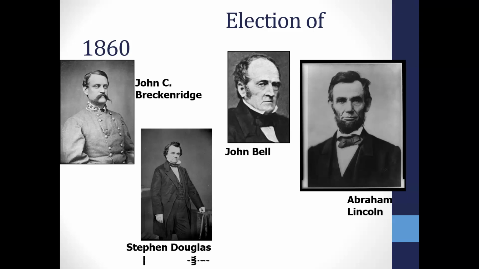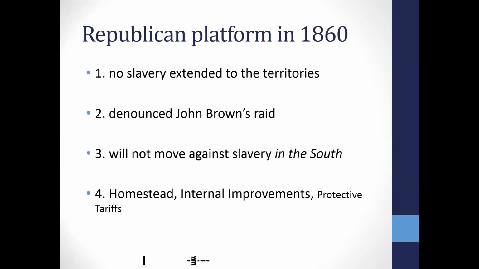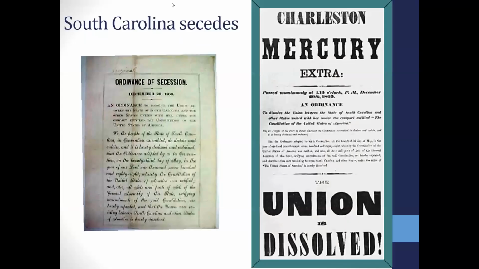He stuck with the party platform, which was that we will not allow slavery to extend to the territories, but we won't touch it where it is. We will not move against slavery in the South. The Republicans denounced John Brown's raid from the previous year, and they put forth an economic plan of using the federal government to promote Western expansion by giving settlers free land, by building transportation networks, and by protecting American industries through the tariff.